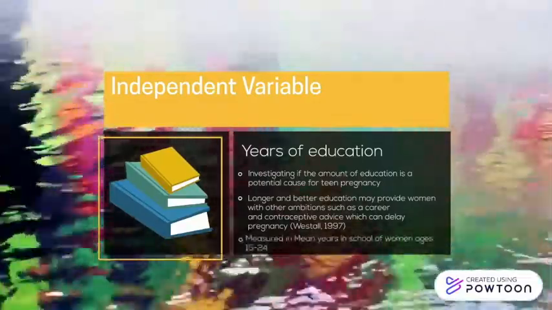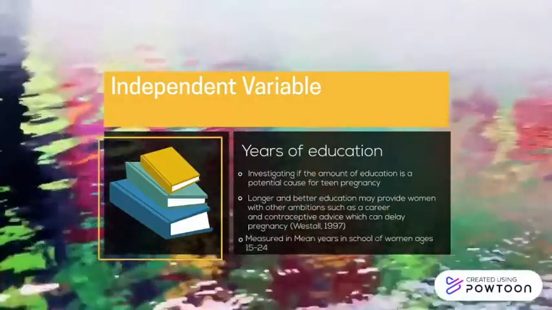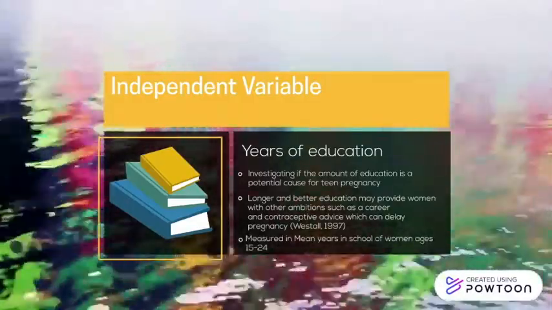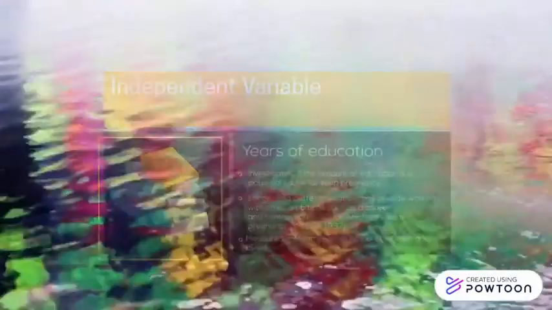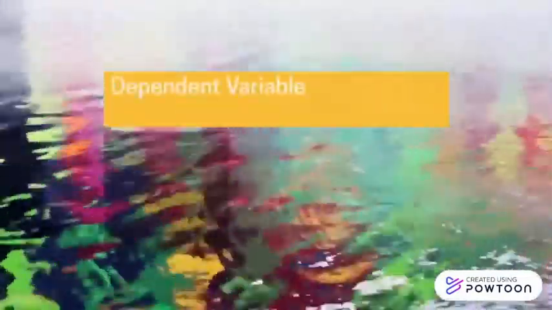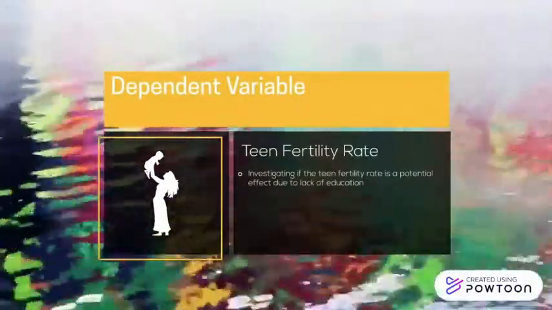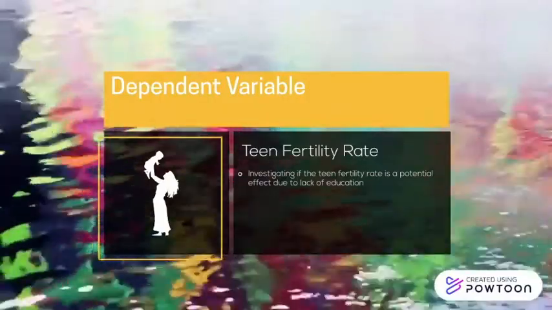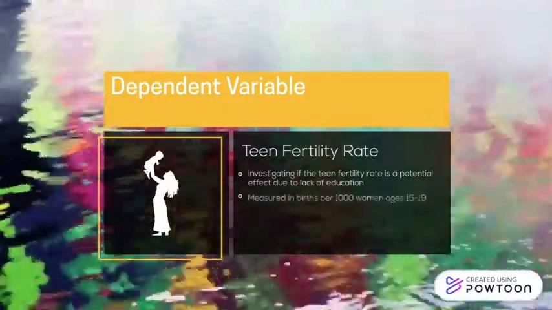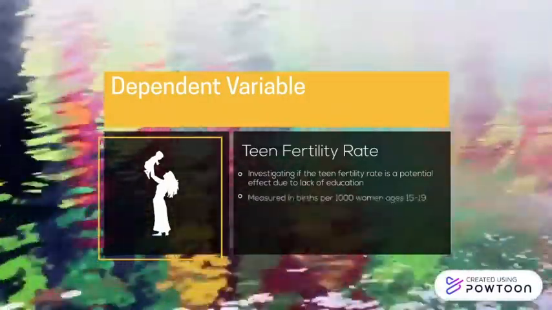This variable will be measured in mean years in school of women ages 15 to 24, and this age group was specifically chosen as this is the time where women start to decide their future as an adult. The dependent variable is the teen fertility rate. Through analyzing the fertility rate, we can see the effect of women's education. The teen fertility rate is measured in births per 1,000 women ages 15 to 19.